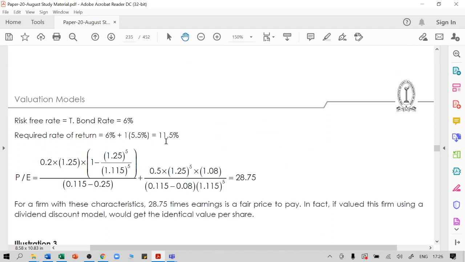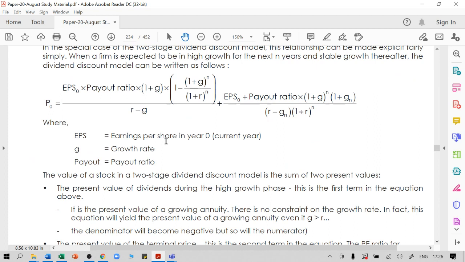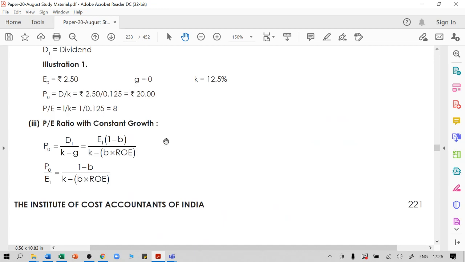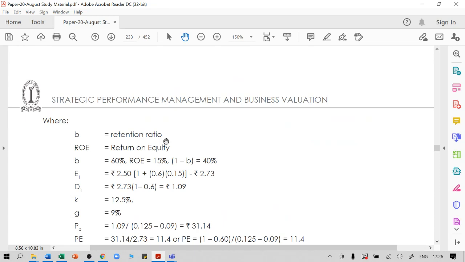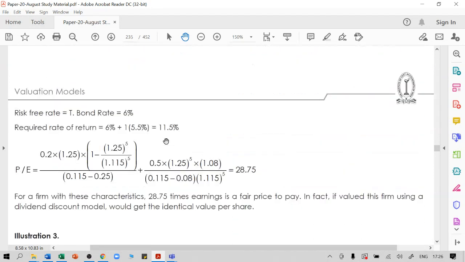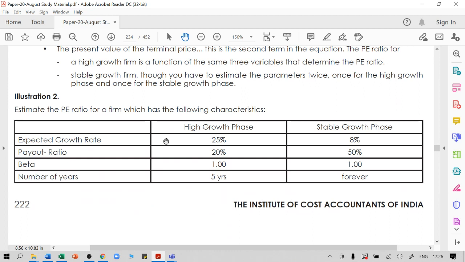Now they have used a very complex formula to calculate the price to earning ratio. If you look at this formula, you will feel, oh my God, what is this? This is very complex. But if I break it down into several steps, then definitely you will feel that this formula is not actually really difficult. It is a comparatively easy formula. So let's break it down into several parts. We will do some valuation steps, and then based on that, we will try to derive this formula.